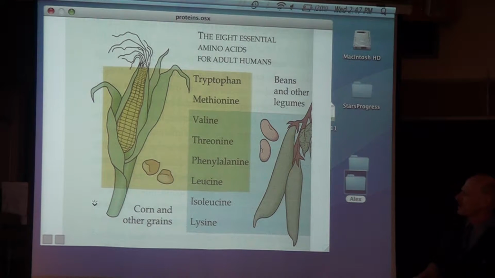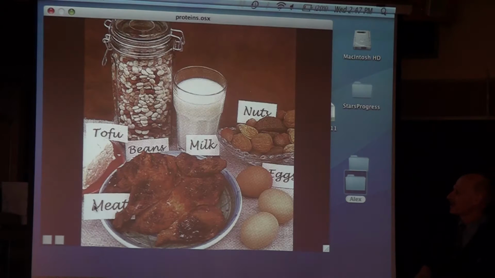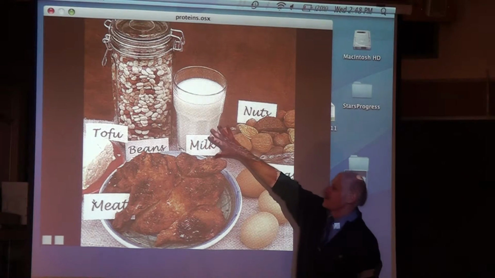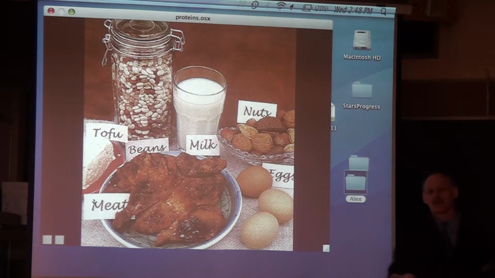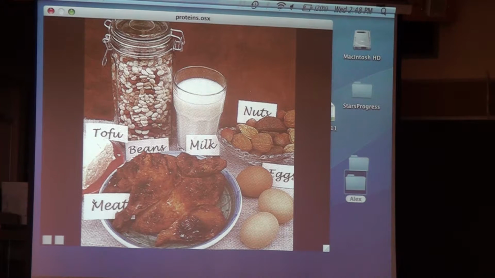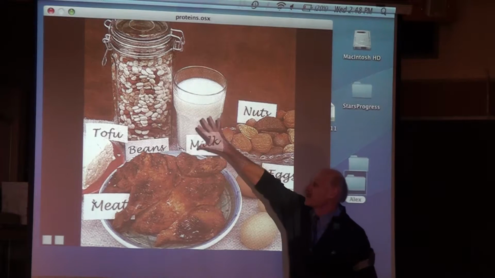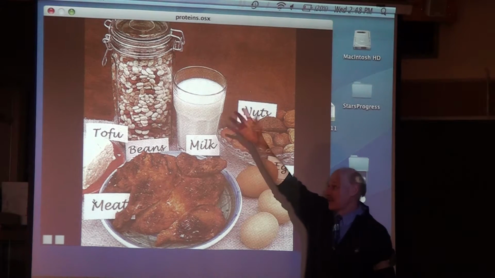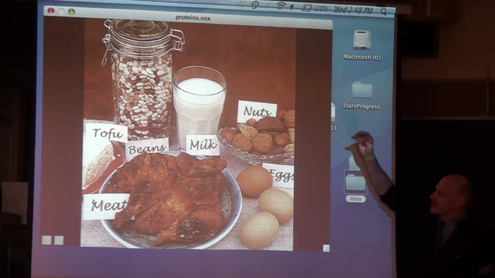Now, if you get your proteins, your amino acids, from animal products like meat or eggs or milk, you're guaranteed of getting all your essential amino acids, because they sometimes say that these proteins are complete proteins, meaning that they have all 20 amino acids, so you're guaranteed of getting your essential amino acids.